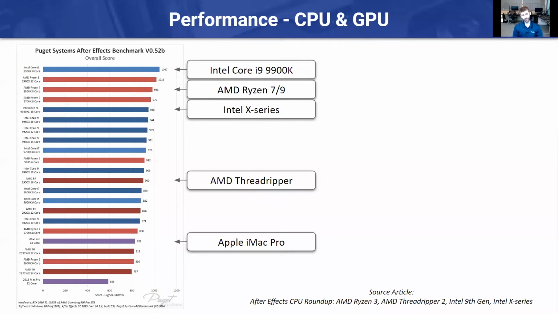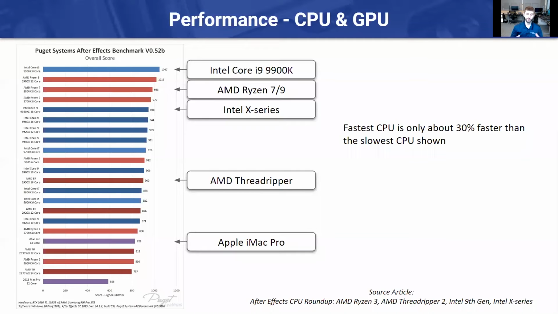Way down here is where you get to like a 14-core iMac Pro. For whatever reason, After Effects just works better on Windows. It might have to do with the video card, which we'll talk about in a little bit, where some of the stuff with NVIDIA in particular is not supported on Mac OS. But just a couple of points here.